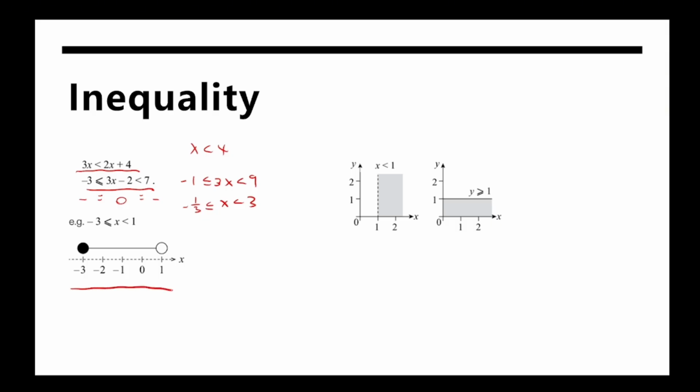Now here is how you graph an inequality on a number line. When it's smaller or equal to, or greater or equal to, the dot here is solid. And when it's just smaller or greater, it's hollow, meaning you cannot take the value here. So x cannot be equal to 1.